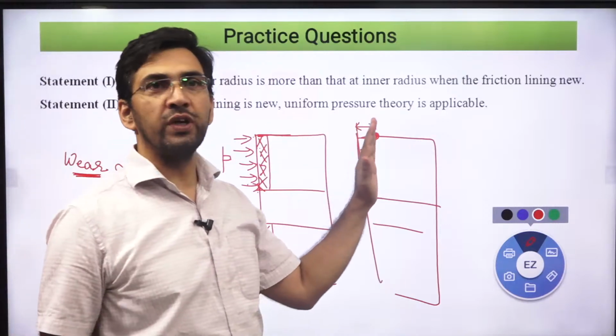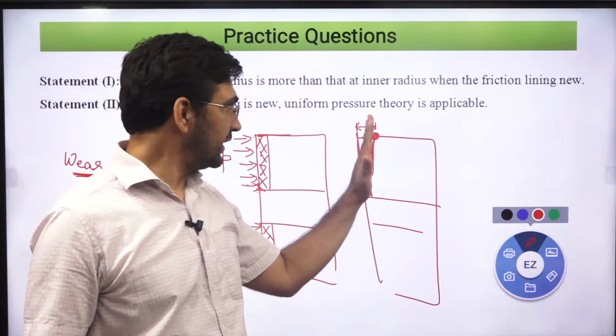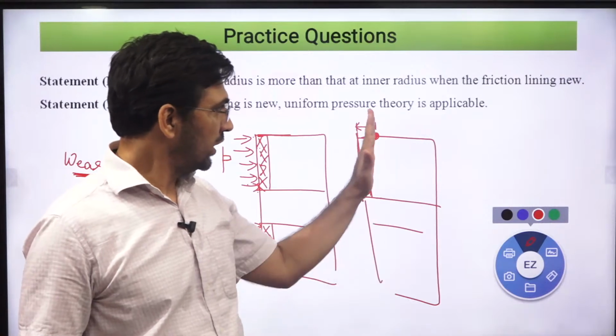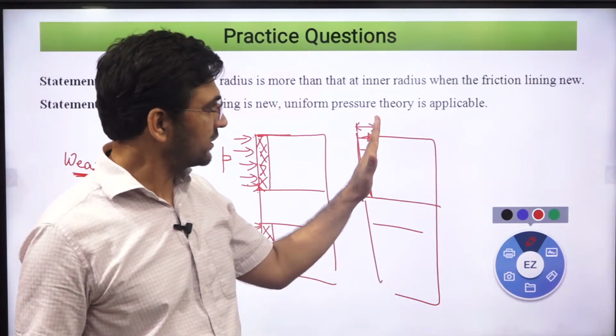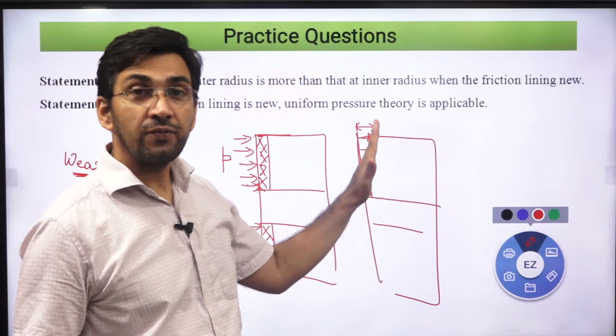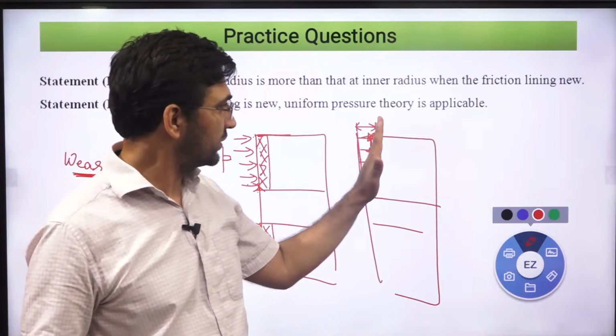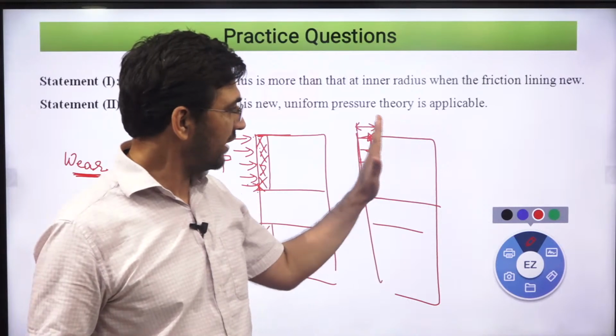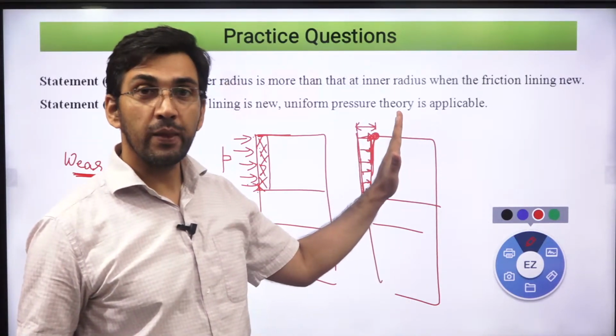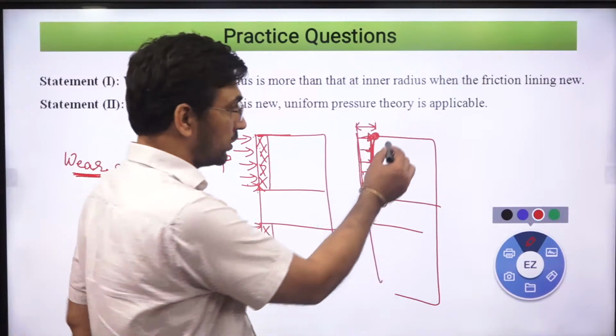Then the uniform wear theory says that once the initial wear has taken place, that means now you have got an inclined surface this way of the clutch. After that, that wear will remain constant. At every point after that, there will be uniform wear because of the pressure redistribution.